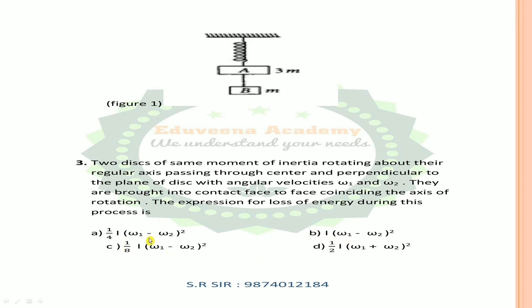A is 1 by 4 I (omega 1 minus omega 2) whole square. B is I (omega 1 minus omega 2) whole square. C is 1 by 8 I (omega 1 minus omega 2) whole square. And D is 1 by 2 I (omega 1 plus omega 2) whole square. So how to solve this? Let us see.